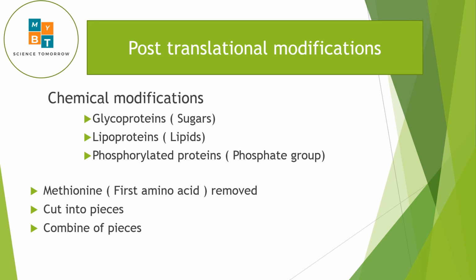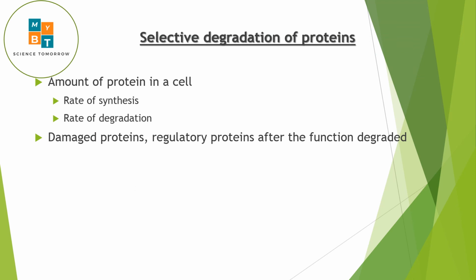Also, sometimes the protein will combine with sugar; you call it a glycoprotein. A protein combined with lipids is called a lipoprotein. Sometimes a protein combines with phosphate groups, giving phosphorylated proteins. These are the different types of protein you will have. And this is protein synthesis.